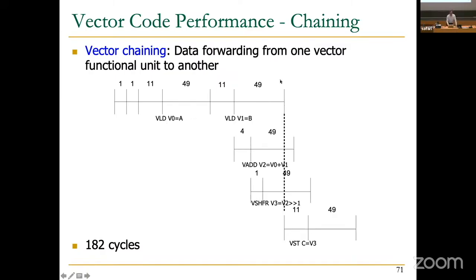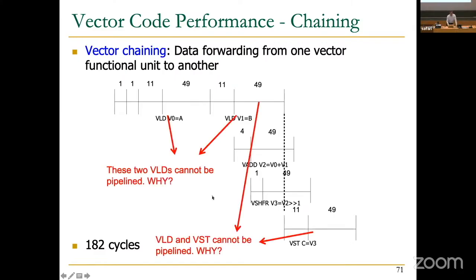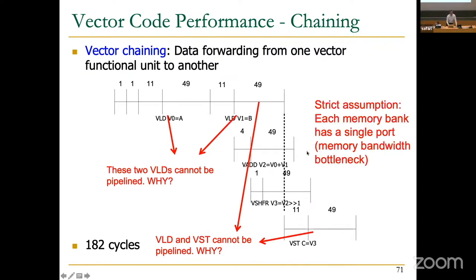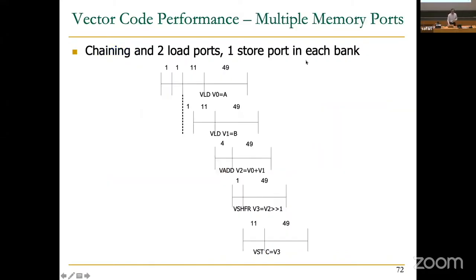So we could not parallelize this load and this load, and deficiencies in our memory system actually caused us to wait in the store. So these two loads cannot be pipelined, and this load and store cannot be pipelined. Essentially, we don't have enough ports in the memory system for this. Basically, each memory bank has a single port. That was our strict assumption. And this led to the memory bandwidth bottleneck. And we assume that this port is shared by read and write. So we're going to assume now 2 load ports and 1 store port in each bank, a more expensive memory system. And this will enable us perfect pipelining right now.